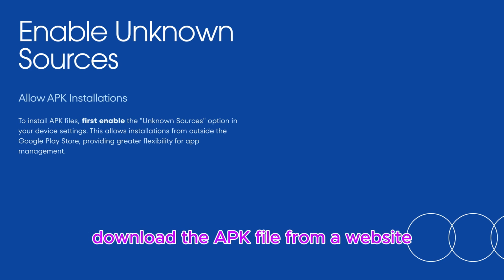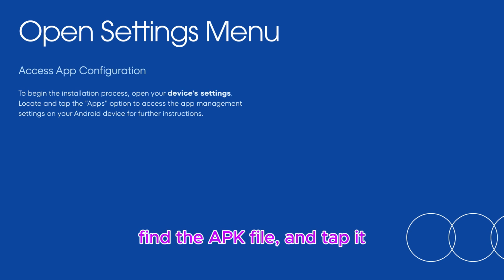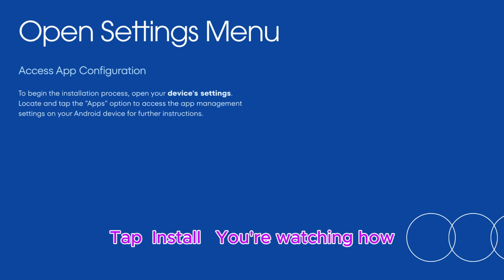Now download the APK file from a website. Open your file manager, find the APK file and tap it. Tap Install.